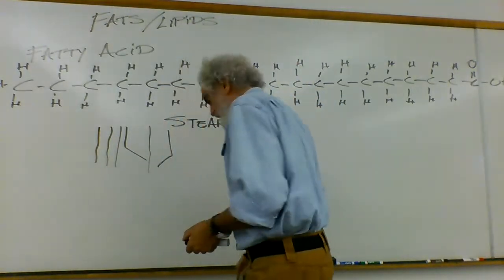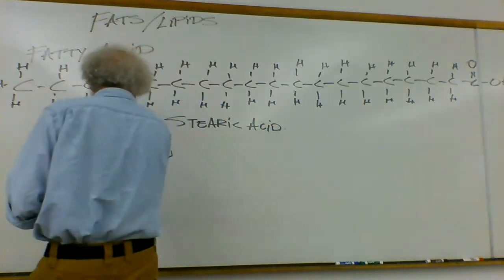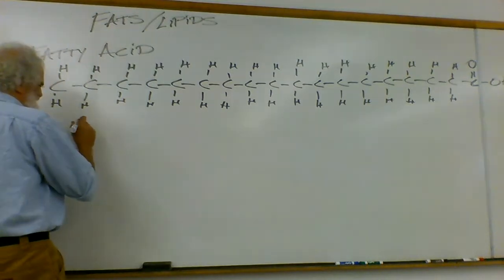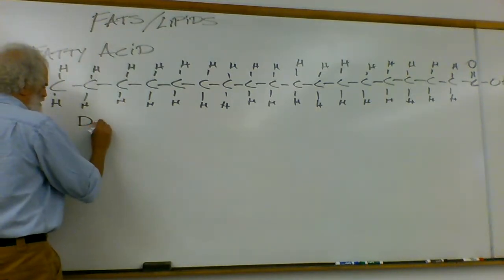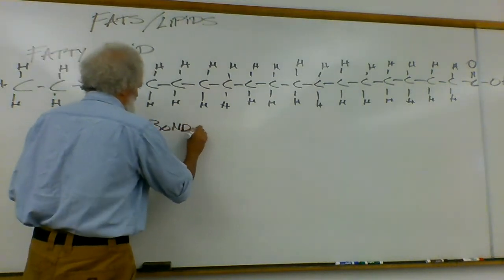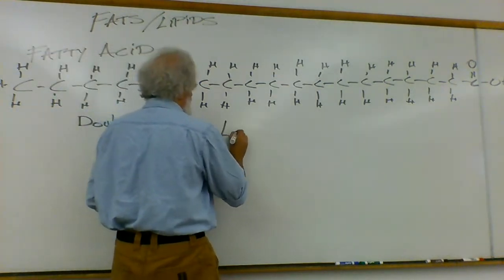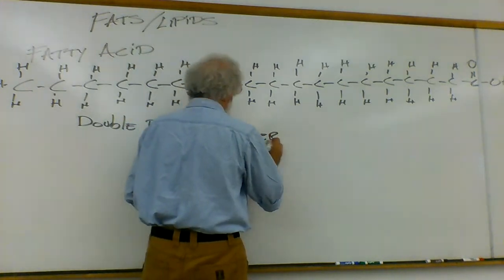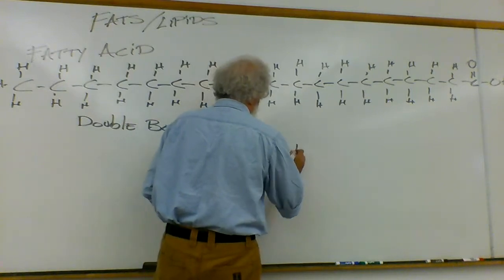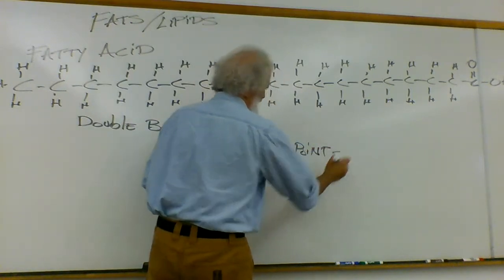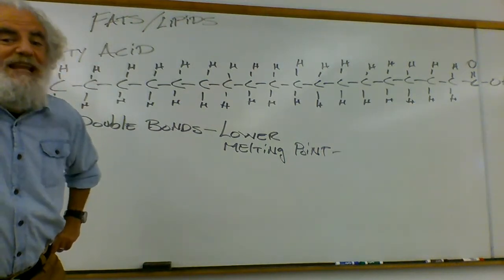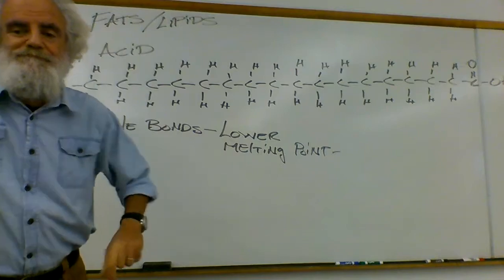And that's actually a thing worth writing down on the board and putting into your notes and remembering. And that is this. Double bonds in a fatty acid will lower the melting point, i.e., the presence of double bonds will make this liquid at room temperature.